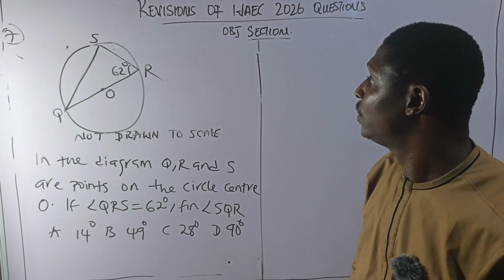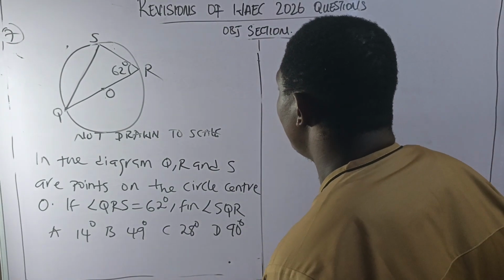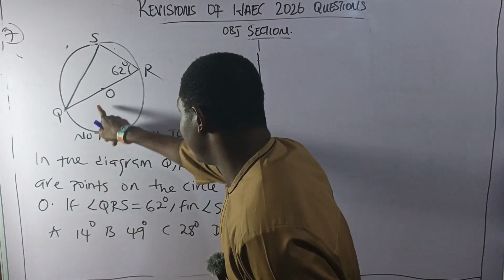Thank you. We have another question on the board. It says in the diagram, Q, R, S are points on the circle. The center is O.